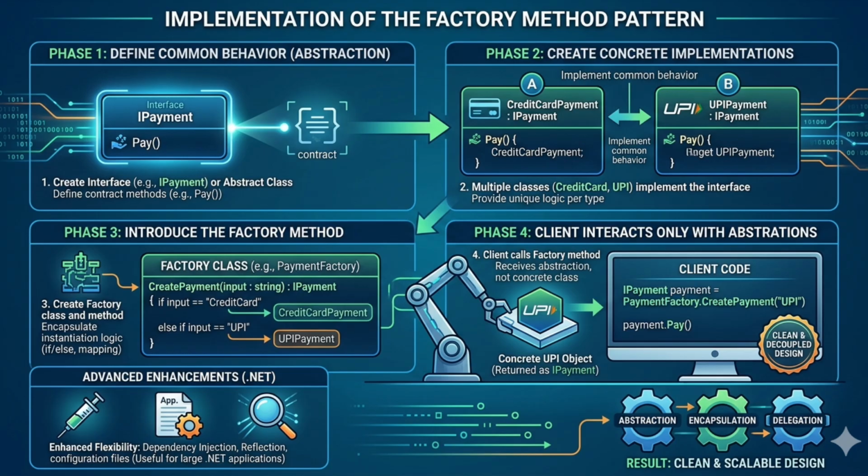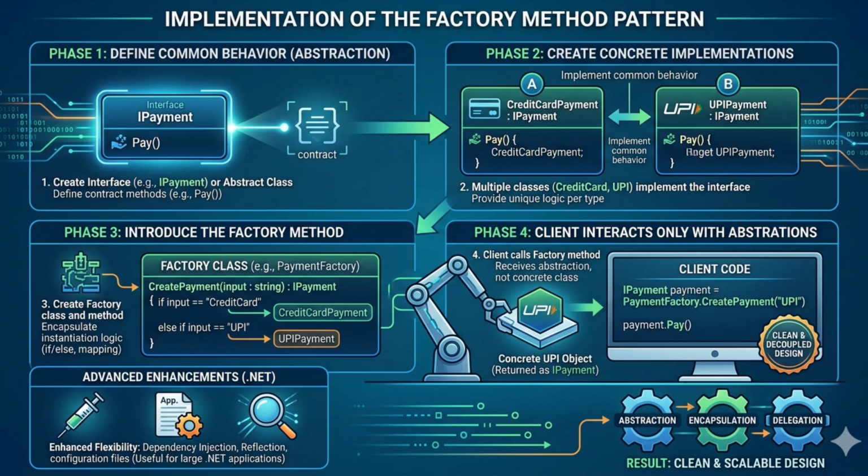Next, multiple concrete classes are implemented, each representing a specific type of object. For instance, credit card payment and UPI payment would implement the IPayment interface and provide their own implementations of the pay method. The final step is to create a factory class with a method that takes input parameters and returns an object of the appropriate type.